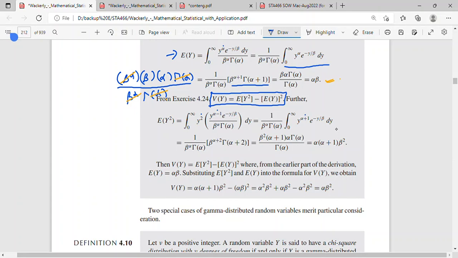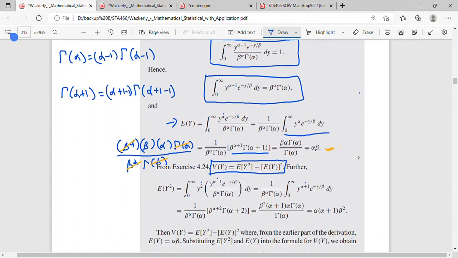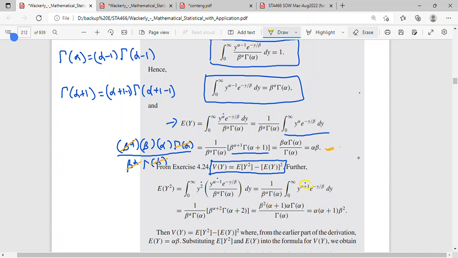Okay, so same as before, we compare with this part. If y alpha minus 1, here it will be beta power of alpha. So if y power of alpha plus 1, then alpha here will become alpha plus 2. Alpha plus 2 minus 1 will be alpha plus 1, right? This part here.